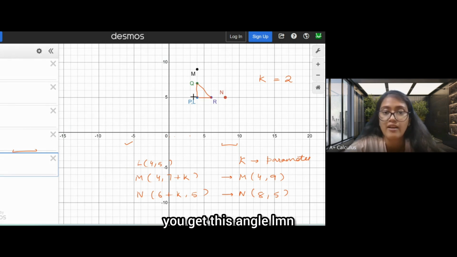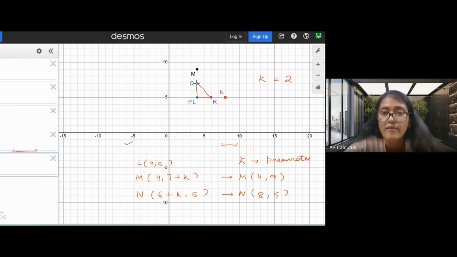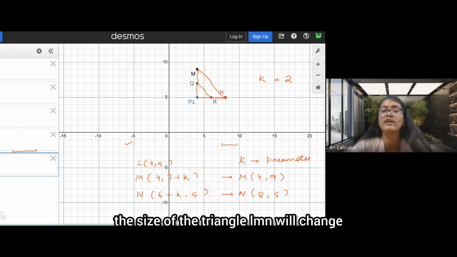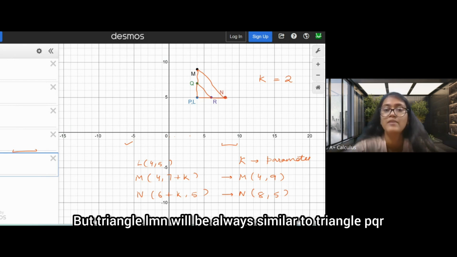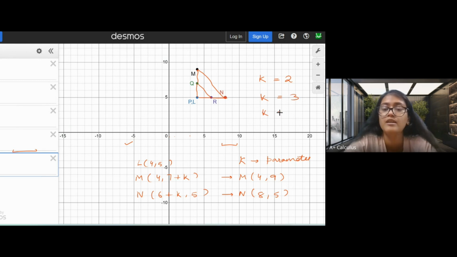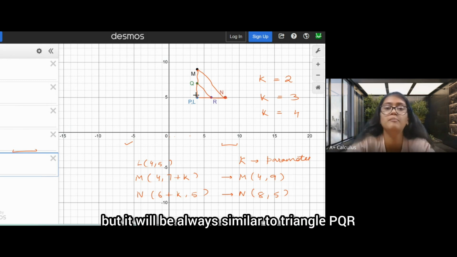So you get this angle LMN. Point L is same as point P. So this is triangle LMN. So now you'll understand that depending on the value of K, the size of triangle LMN will change. But triangle LMN will always be similar to triangle PQR. If you don't understand this part, take another value of K, take 3, take K is equal to 4, and you'll see that triangle LMN will just increase in size, but it will always be similar to triangle PQR.